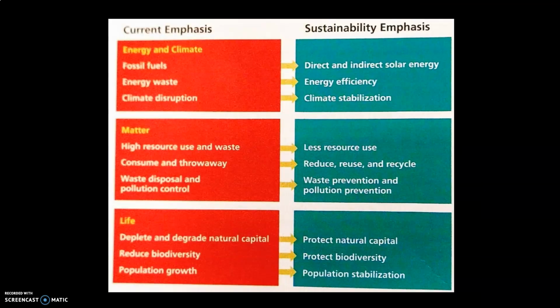And one more, just repeating this in a different way. How we typically do things on the left-hand side, and how we should maybe rethink this a little bit on the right-hand side, being more sustainable in how we go through things. And then the categories: energy, matter, and life. And that is our last slide for Chapter 1.